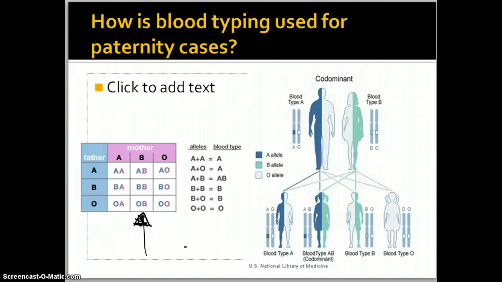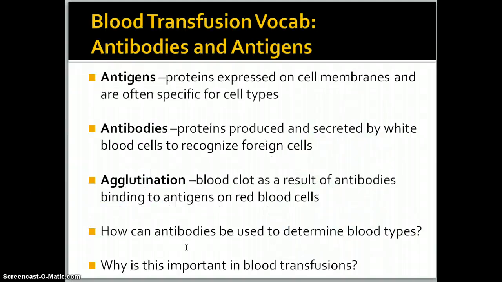So let's look at how we can actually use and analyze and determine what blood type is. In order to analyze and understand what someone's blood type is, either for transfusions or determining paternity, we need to know a little bit of vocab. Number one is antigens. This is just a refresher from what we've been talking about. Antigens are just proteins that are expressed on cell membranes, and they're very specific for cell types.